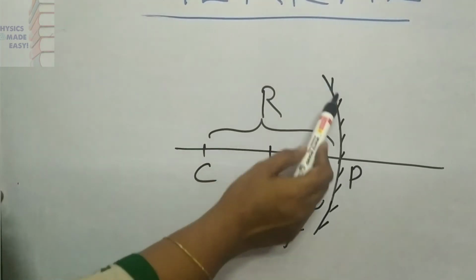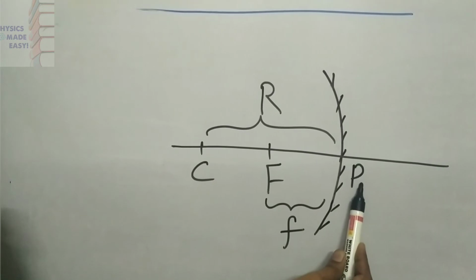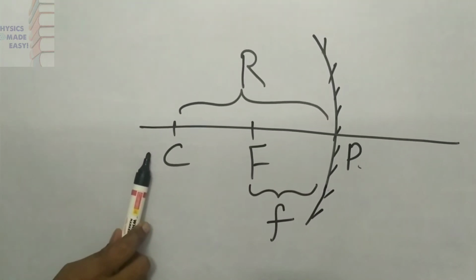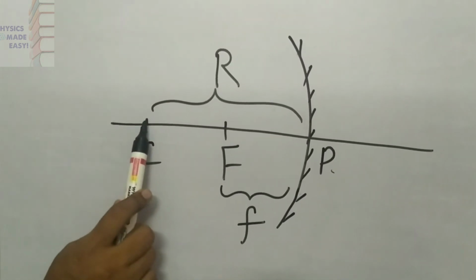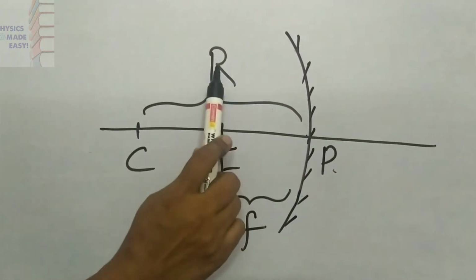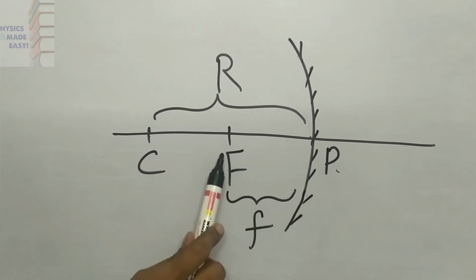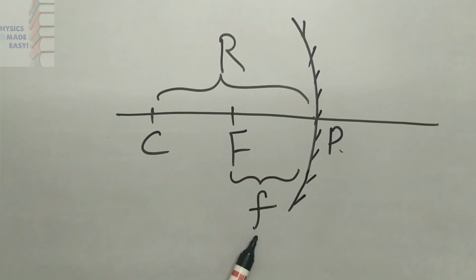Here you can see a concave mirror. This is the pole, the center of the mirror. This is the principal focus. This is the center of curvature. You know the distance between the center of curvature and the pole is called the radius of curvature, and the distance between the pole and the principal focus is called the focal length.